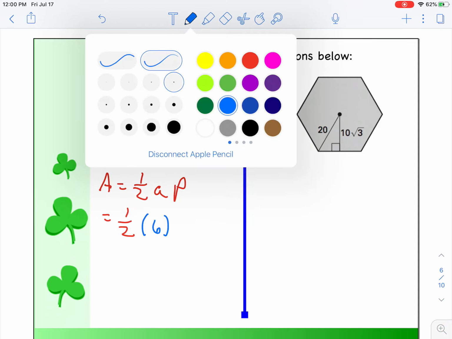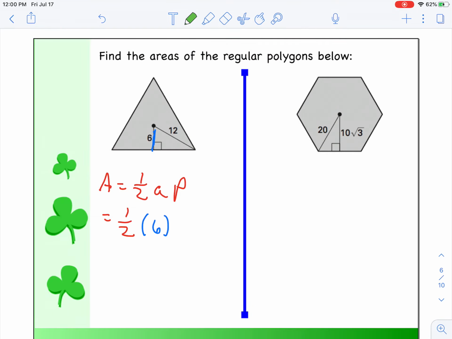I do know the apothem. I'm given this apothem right here is 6. I am not given the perimeter, however. So I need to find the perimeter here. Well, notice this is a right triangle.